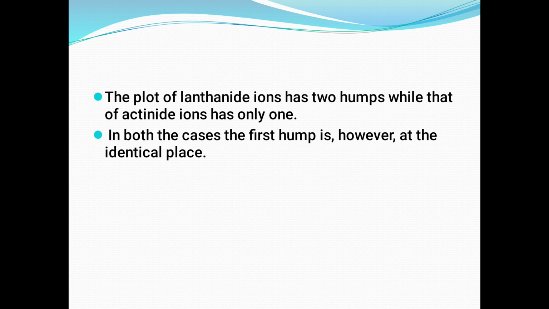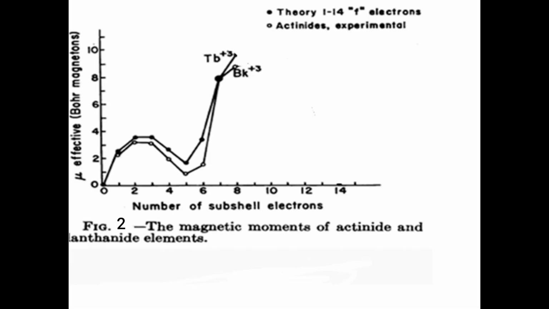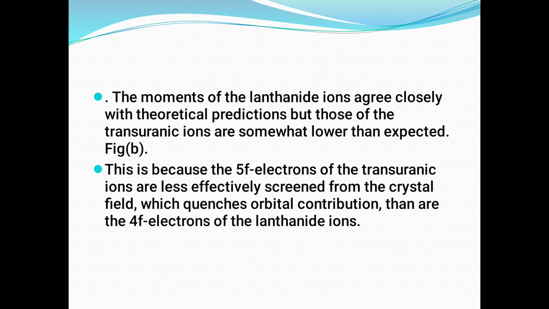Next, the plot of lanthanide ions has 2 humps while that of actinide ions has only one. In both cases, the first hump is at the identical place. This shows the magnetic moments of actinide and lanthanide elements. The moments of lanthanide ions agree closely with the theoretical predictions, but those of transuranic ions are somewhat lower than expected. This is because 5f electrons of the transuranic ions are less effectively screened from the crystal field, which quenches orbital contribution, than are 4f electrons of the lanthanide ions.